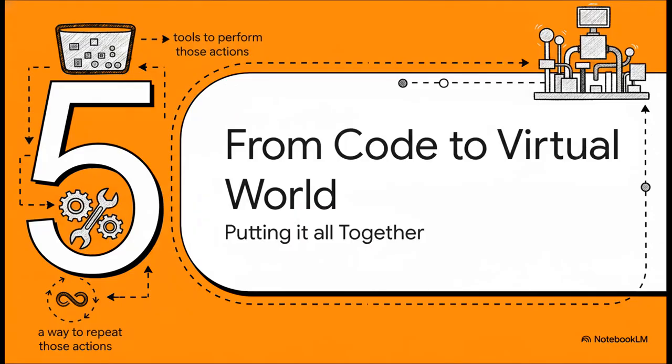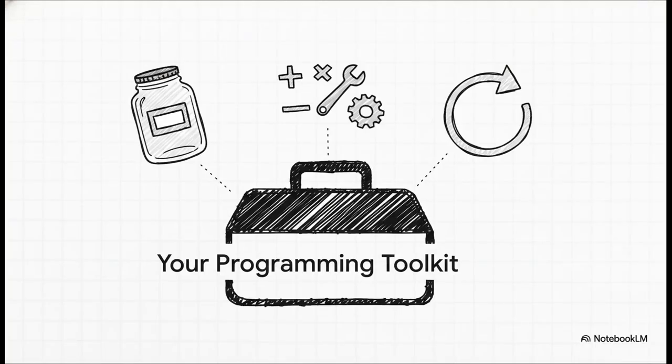So let's recap. We've got containers for our data, tools to do things with that data, and a way to repeat those actions over and over. With just those fundamental ideas, we have everything we need to see how a few simple lines of code can grow into something truly incredible. So here's the crucial thing to realize. Everything we've talked about, your whole programming toolkit, it really just boils down to these three concepts. You store information in variables, you act on it with operators, and you repeat those actions with loops.